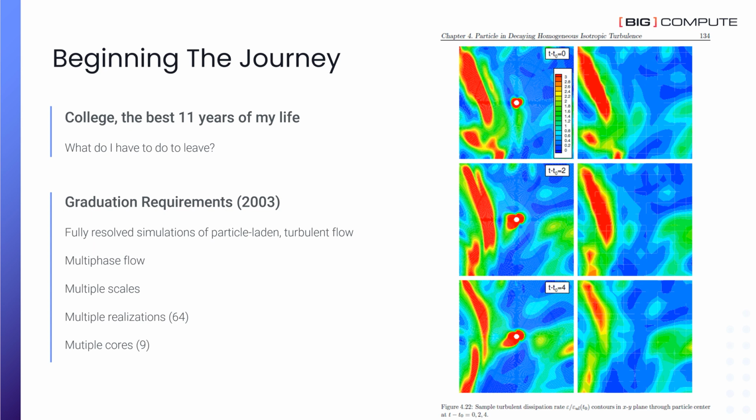And I had to do a statistical analysis because depending on where I put my particle in this turbulent flow, I would get a different result. As a result, I had multiple realizations of the same simulation effectively. Now, back at the time, compute resources were not as readily available as they are now. And so I was running each one of these simulations on only 9 cores. And each one of those simulations took a few weeks. So you put that all together for 64 realizations, a few weeks each. You're talking about years of simulation time in order for me to be able to graduate.